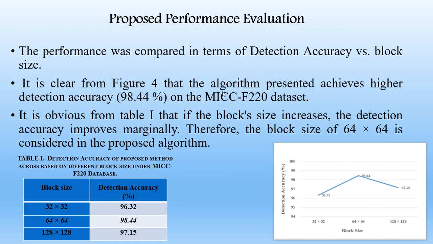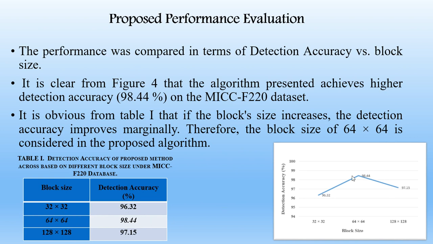Proposed performance evaluation. The performance was compared in terms of detection accuracy versus block size. You can see this table here: block sizes 32 by 32, 64 by 64, and 128 by 128. These are various block sizes, and they produce detection accuracies of 96, 98, and 97. You can see that when the block size increases, the detection accuracy increases somewhat.